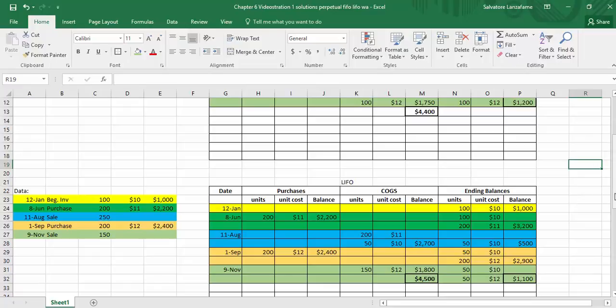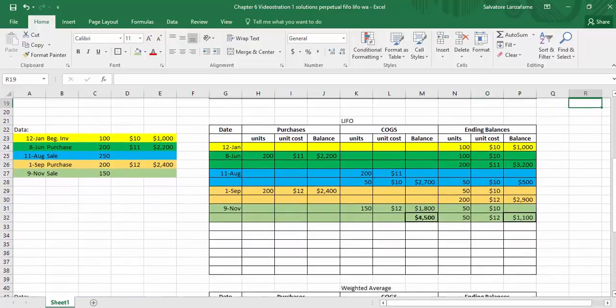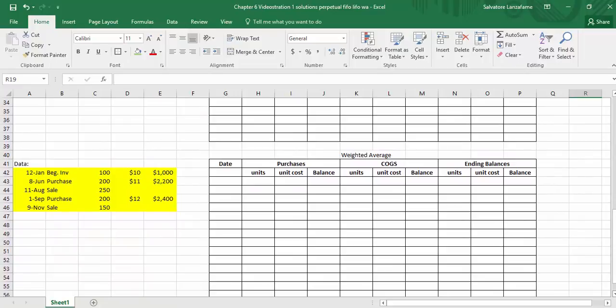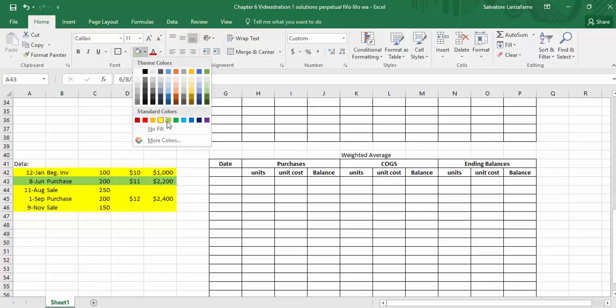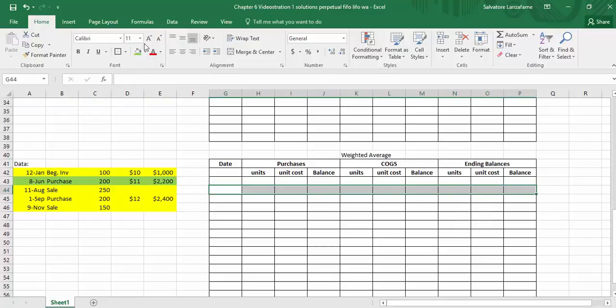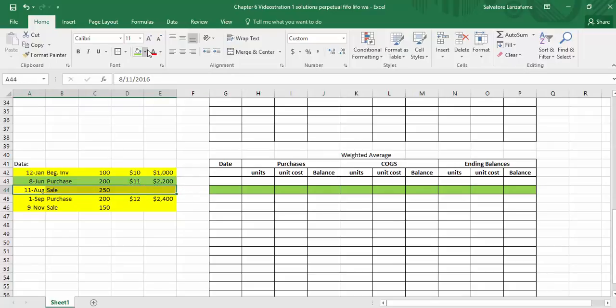Alrighty, let's now switch over to weighted average. Under weighted average, we don't care about which ones came in first or second. Basically, everything takes place on one row for each date. Okay, so I'll just color coordinate initially here, just to show you right up front what this is going to look like in terms of how many rows it's going to take up.